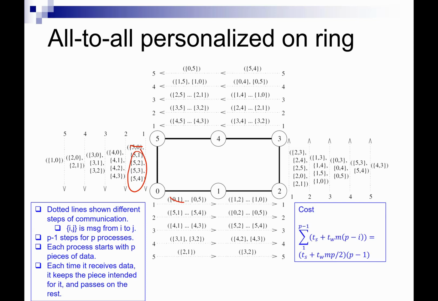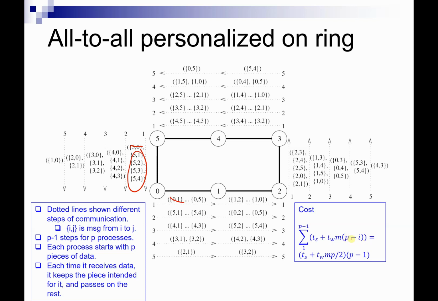The cost of this is that in the first time step, you're sending p minus 1 messages. In the second time step, you send p minus 2 messages, because you keep one of the messages that was destined for you. In the third time step, you send p minus 3 messages, and so on. So in general, in the ith time step, you send p minus i messages.